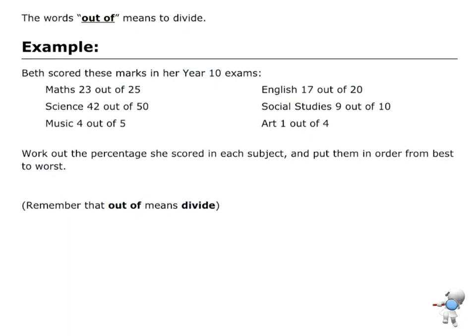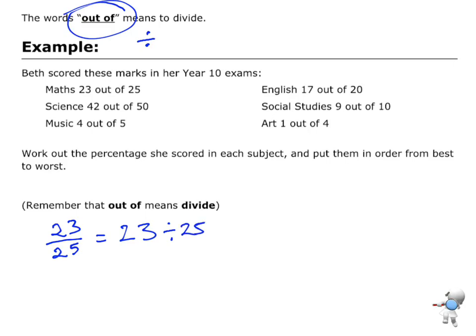So if I now think about the words out of, the word of in maths means to multiply, the word out of in maths means to divide. So I'm going to use that idea here. In this example, Beth scored in maths 23 out of 25. So what is that as a percentage? For maths, 23 out of, meaning divide. Or you could have written it 23 divided by 25.